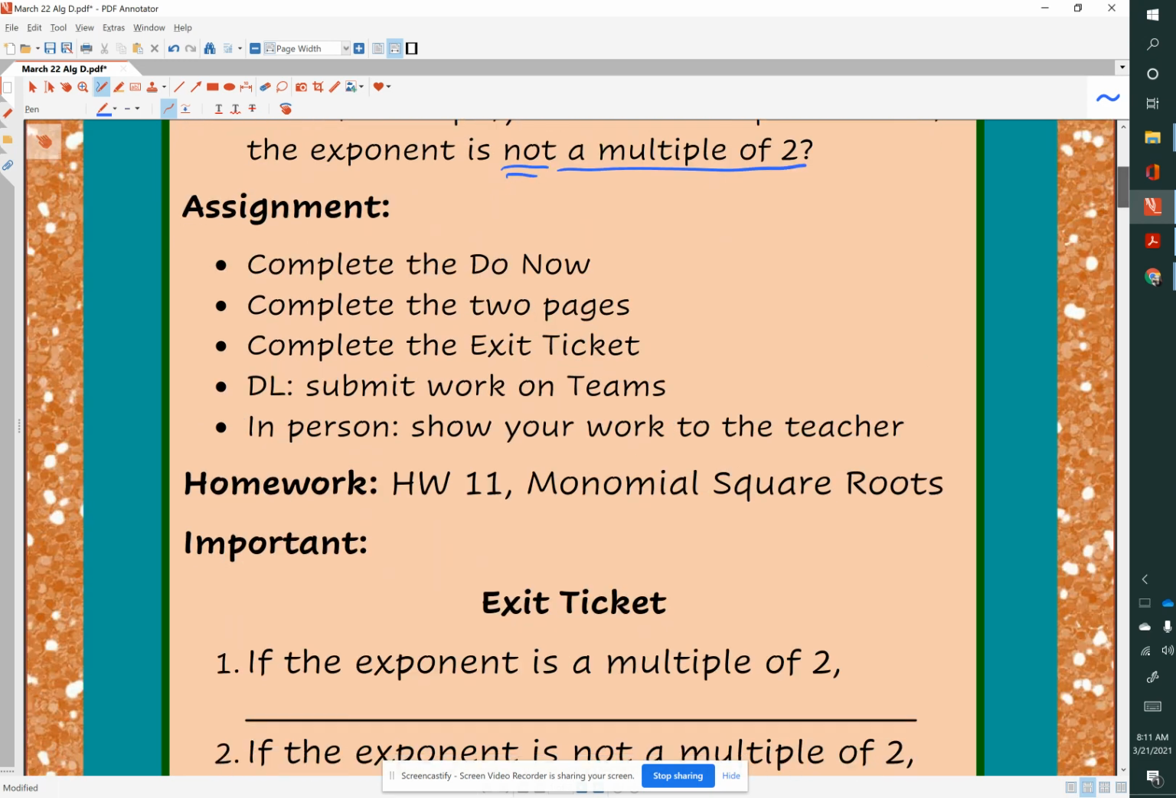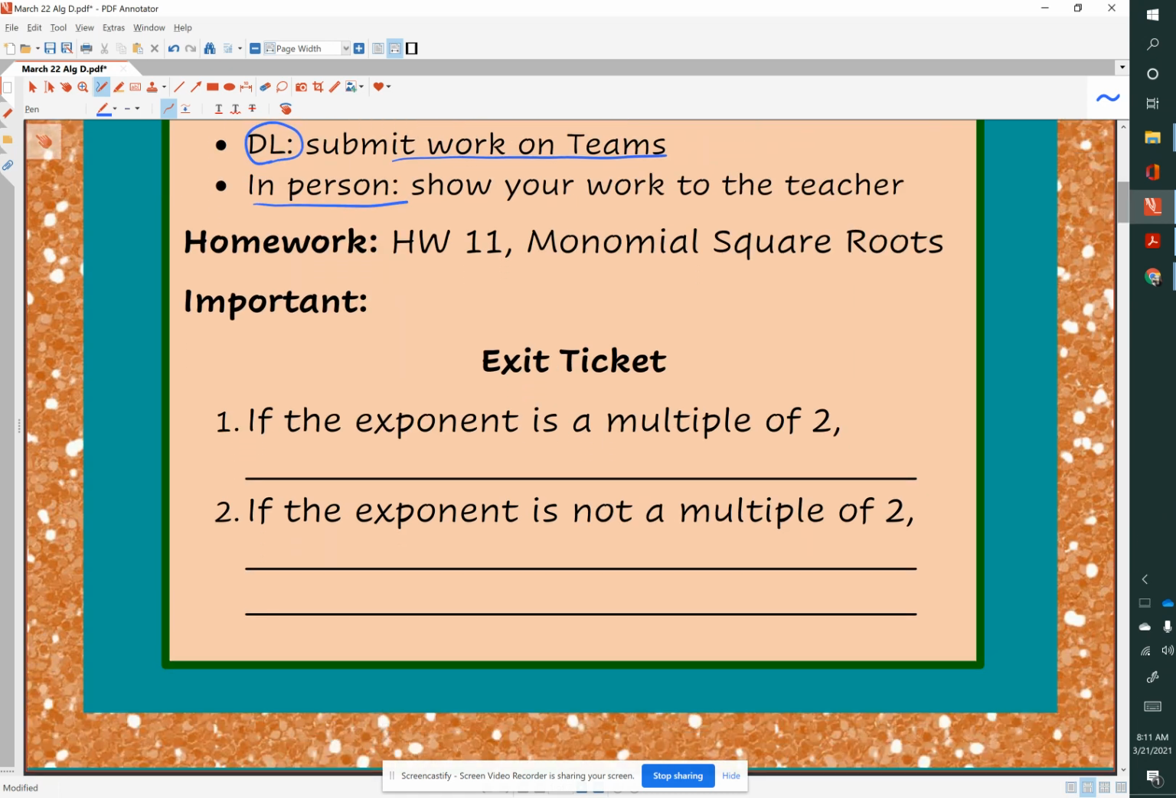So what's expected of you today is to complete the do now, the 2 work pages, and the exit ticket. If you're a distance learner, make sure you submit photos on Teams, and if you're in person, you show your work to me. For homework tonight, please do homework 11, monomial square roots, and I want you to remember that Wednesday is our unit test.